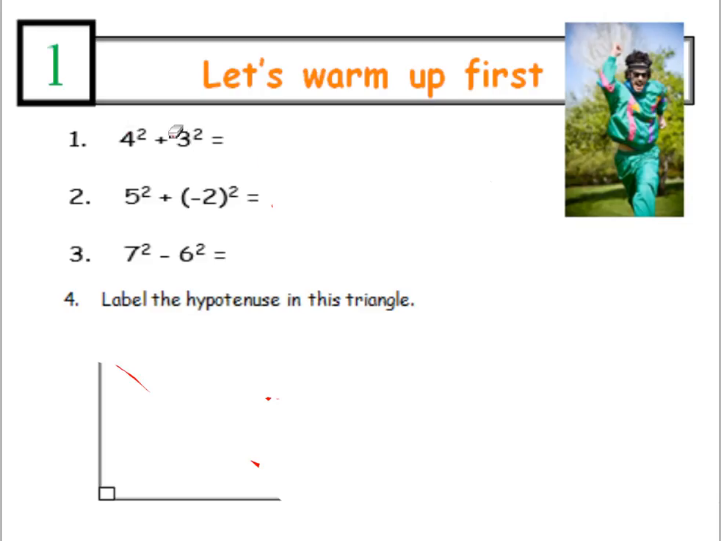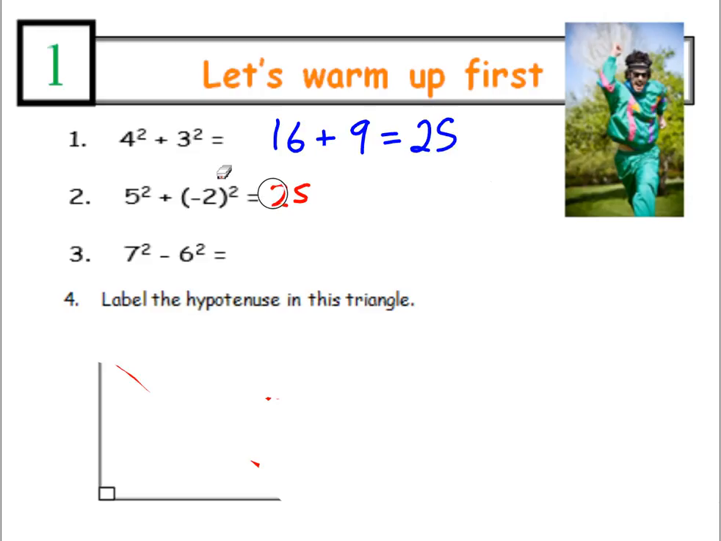So 4 squared plus 3 squared, what's that equal to? Try doing it without a calculator. So 4 squared, have a guess. Yep, you probably had it right. Plus 3 squared, and basically just add them together, and you probably got 25.